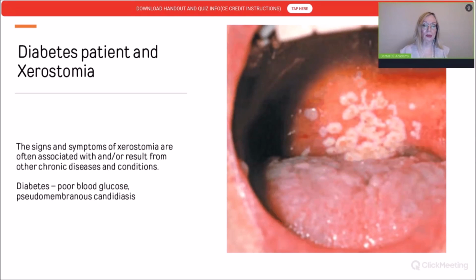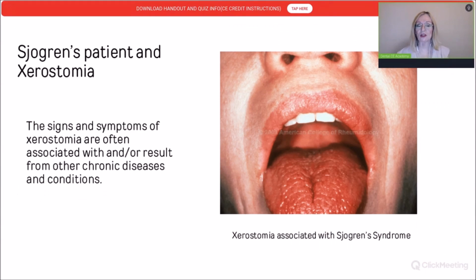All right, what about the diabetes patient and xerostomia? Signs and symptoms of xerostomia are often associated with other conditions or diseases, and diabetes is one of those. This is a patient with poor blood glucose control and developed pseudomembranous candidiasis.